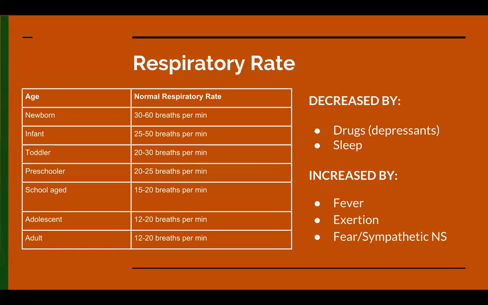And I put this chart here because it's really important to know what's normal for different ages. So, for example, don't call RFD for a 3-year-old who's breathing 28 breaths per minute because that's normal for them, but it's not normal for an adult.